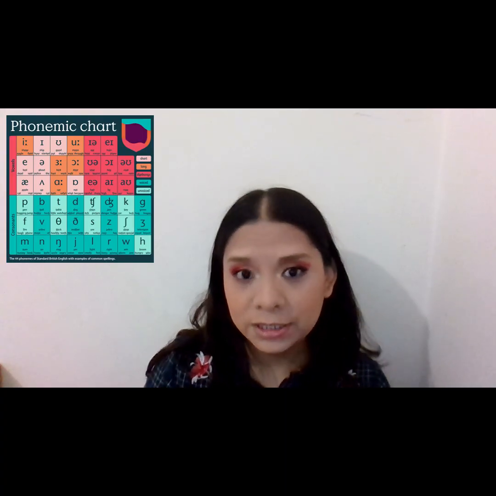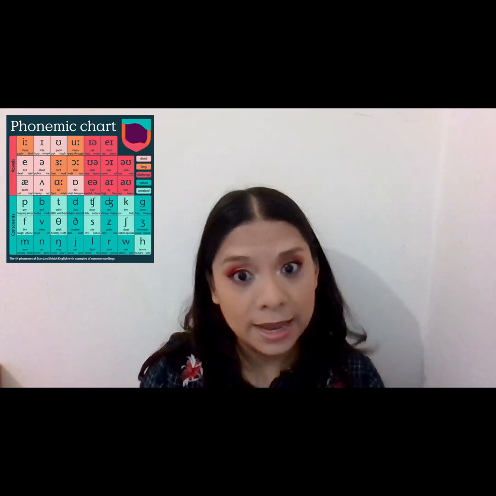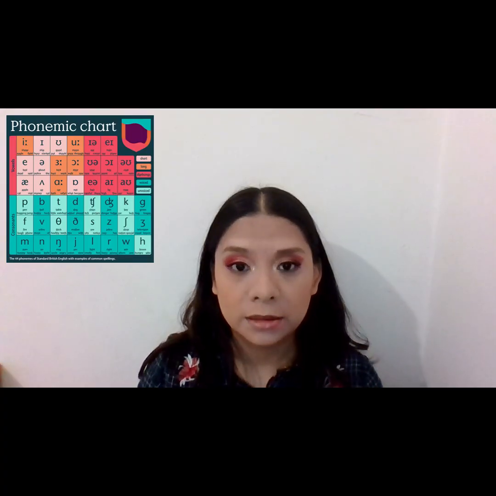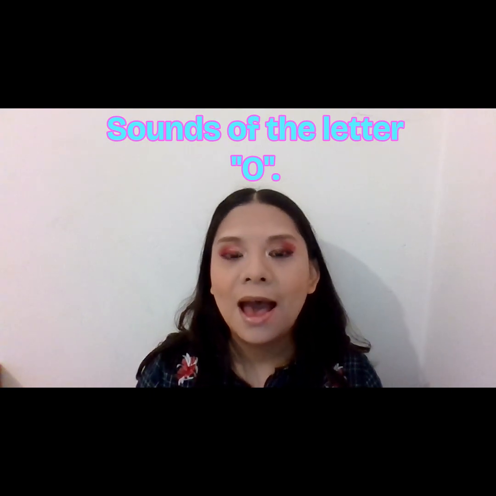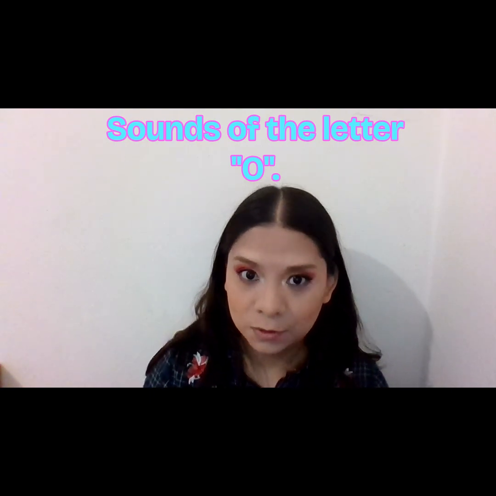As you may have noticed, the words in English are not always pronounced as they are written. And that's why in the 19th century, the International Phonetic Alphabet, or IPA chart, was created to understand a little bit better and to represent the sounds of English words. The letter O in English has 5 common sounds. The first one is this one.